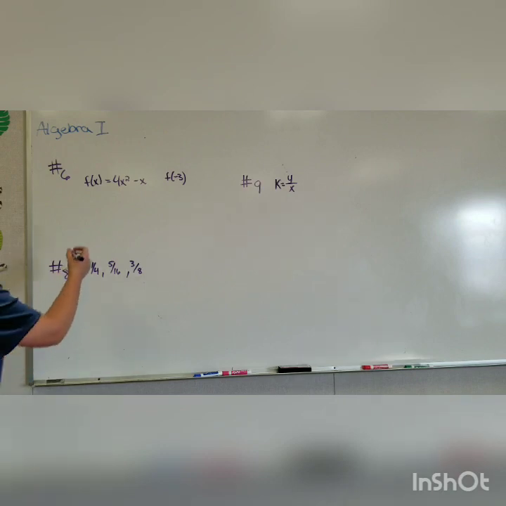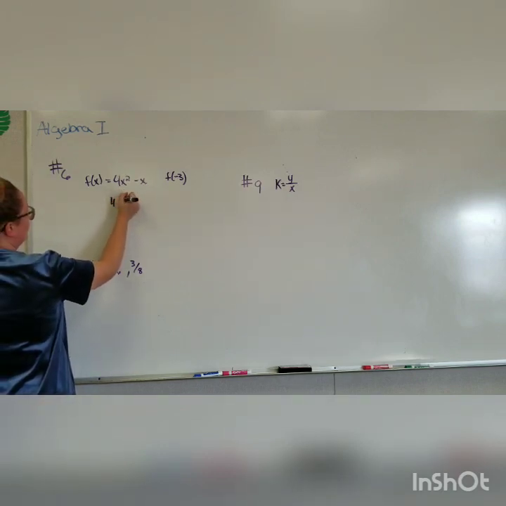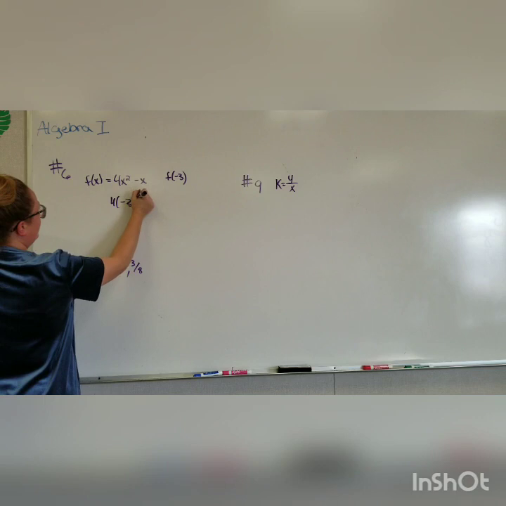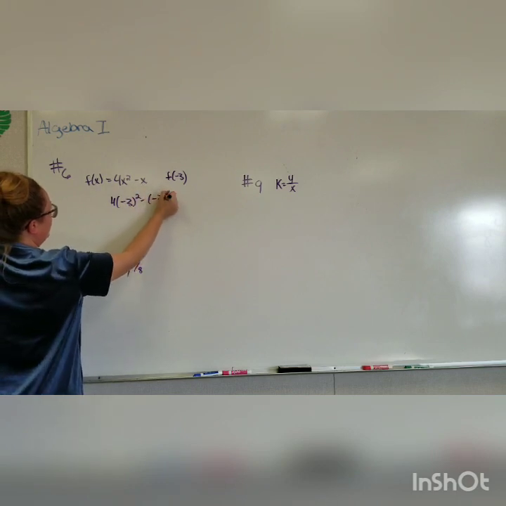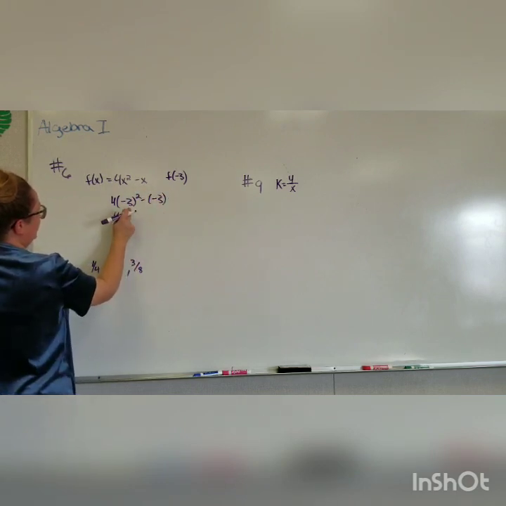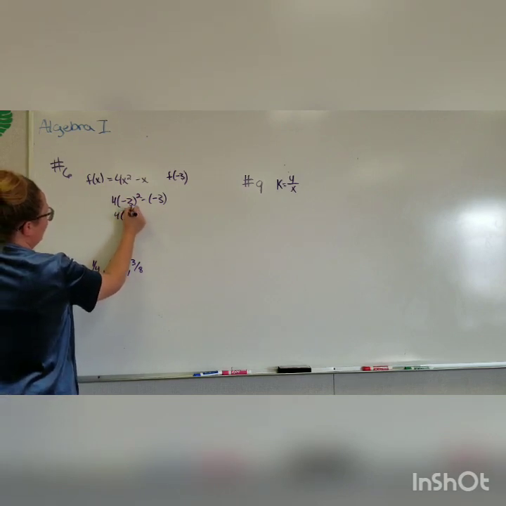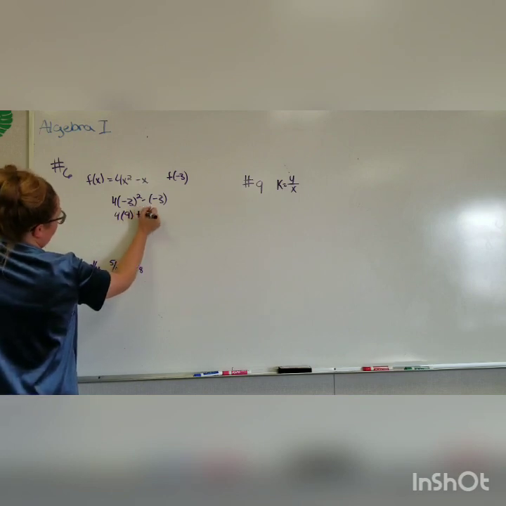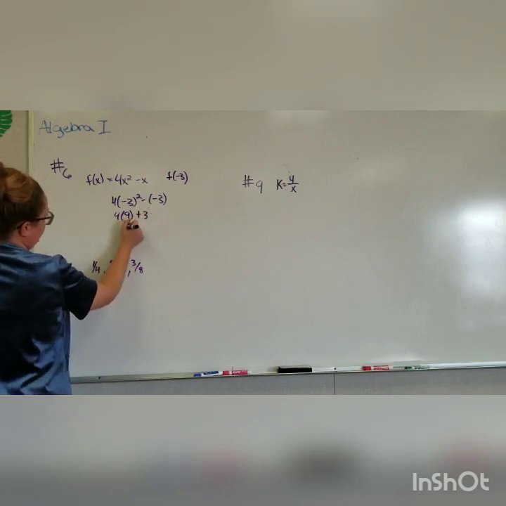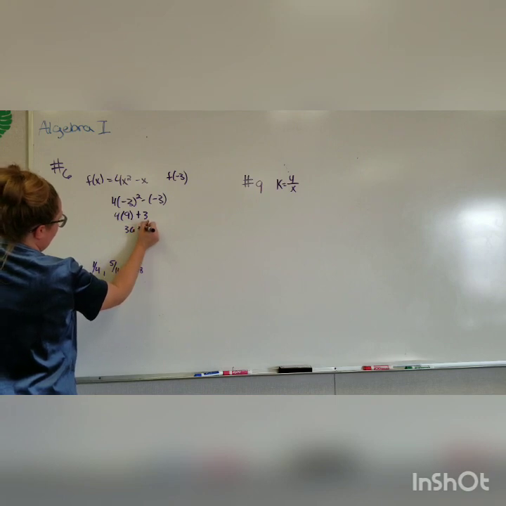So 4 times negative 3 squared minus negative 3. All right, so first off, we'll do our exponents. Negative 3 squared is actually 9. And then minus negative 3 actually means plus 3. So 4 times 9 is 36, plus 3 is 39.